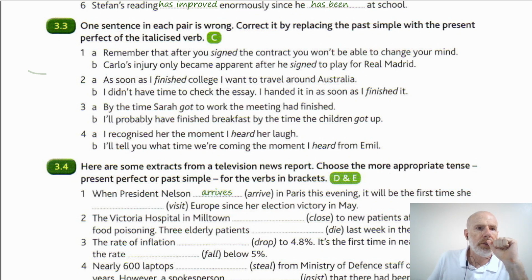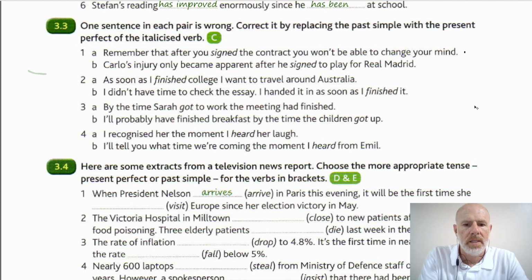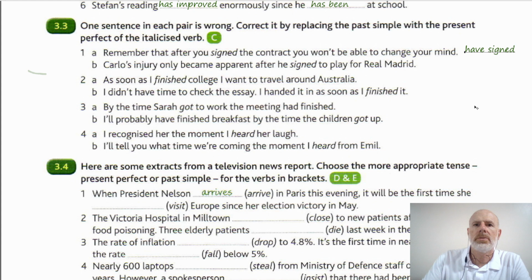Since you've signed the contract. I'll write it here in the end, right? Let me try here. Since you have signed the contract. And Carlos' injury only became apparent after he signed to play for Real Madrid.